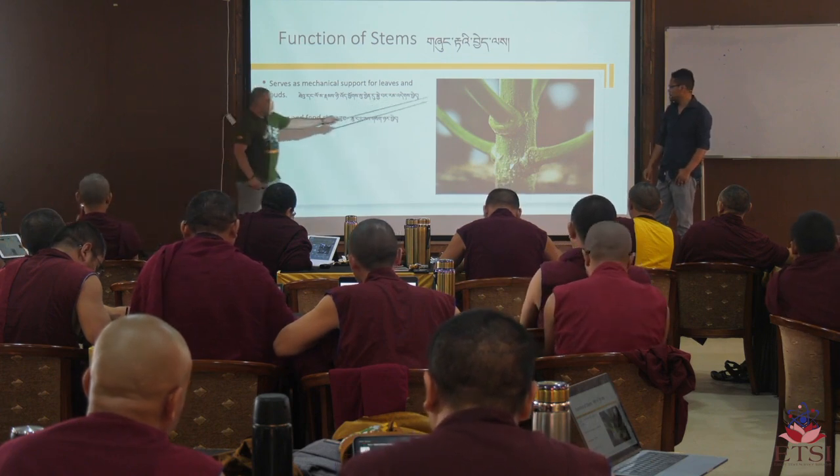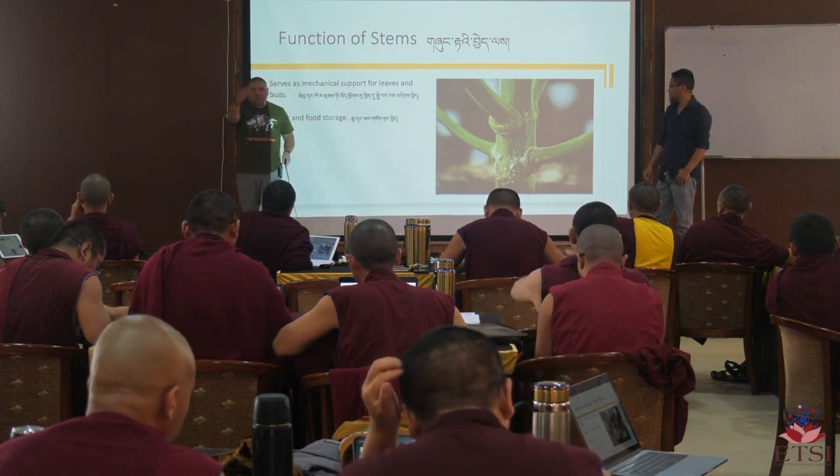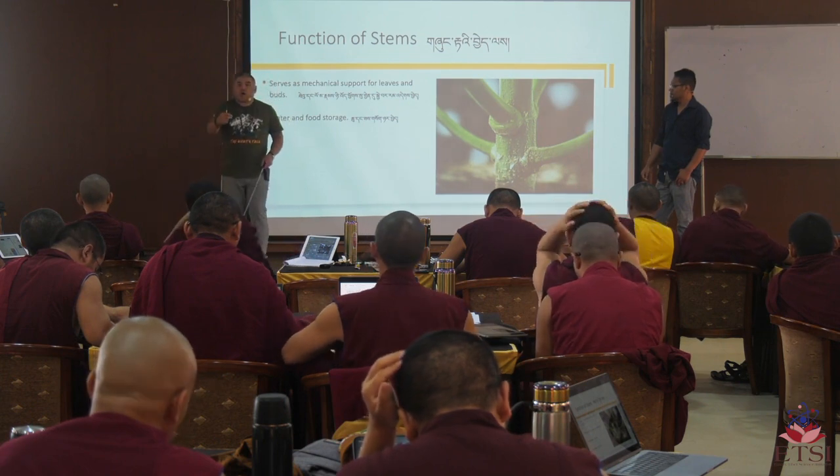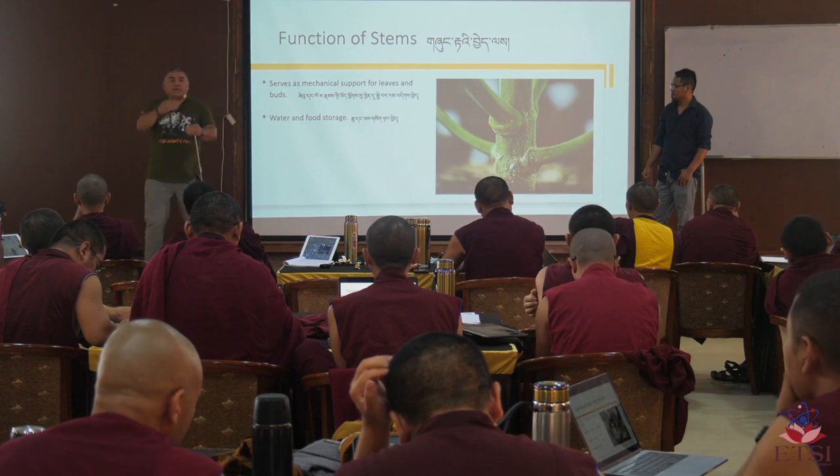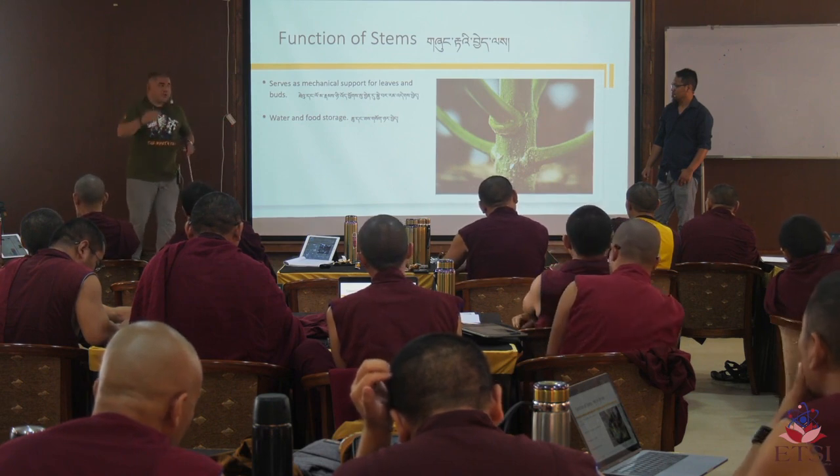If you were to cut a cross section of a stem, you would see a network of channels, xylem and phloem. They're very important for the movement of water and sugar throughout the plant.